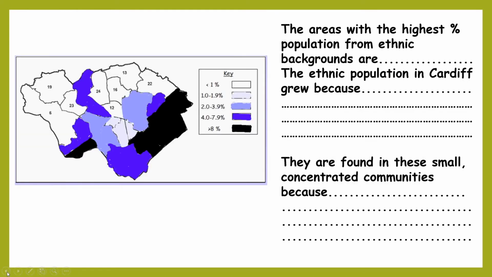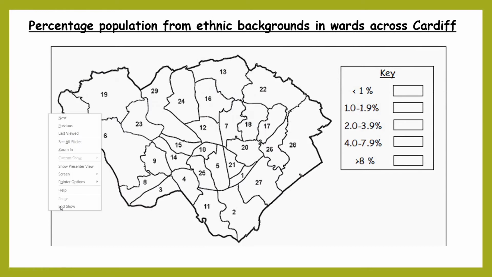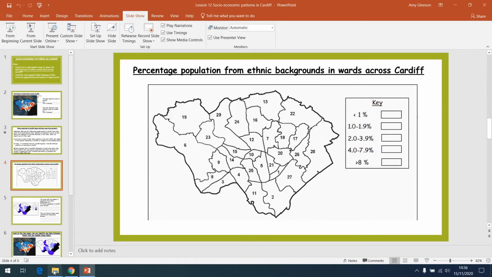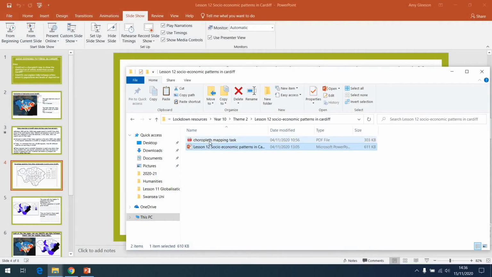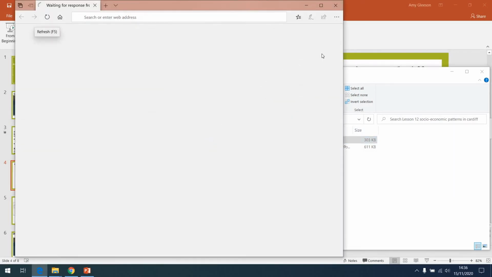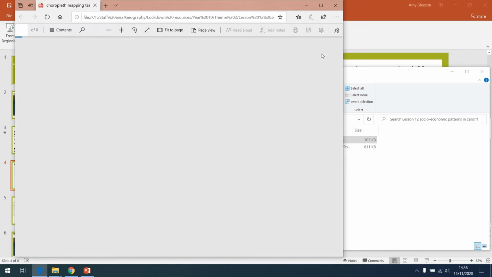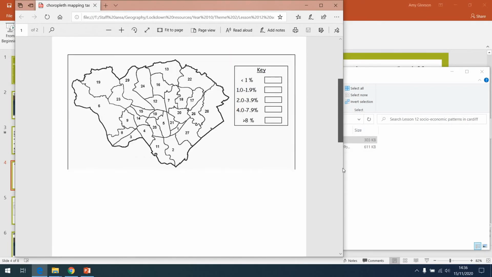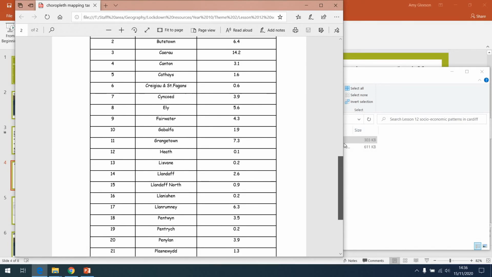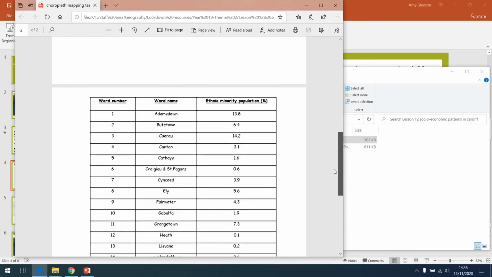Let me exit this a second. If I open the data that you need in here, that's the choropleth map we've already stuck in. This is the one we're going to colour in together. And this is the information you need to colour it. Now don't freak out, it looks a little bit complex, but it's really not.